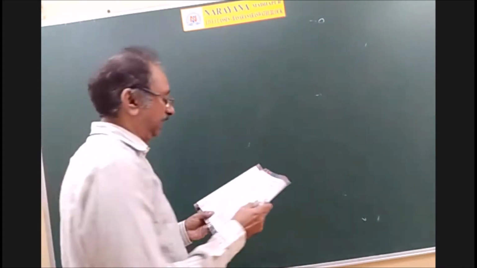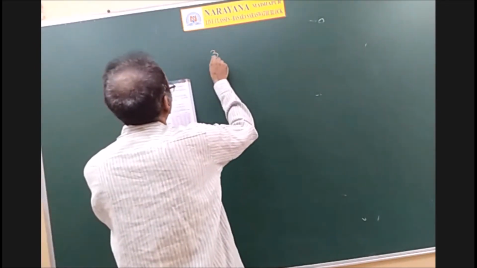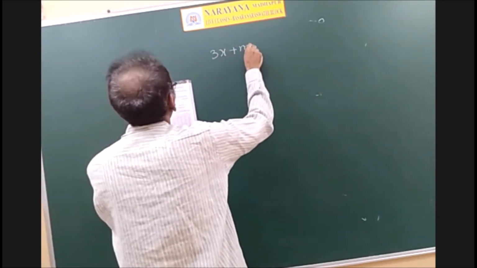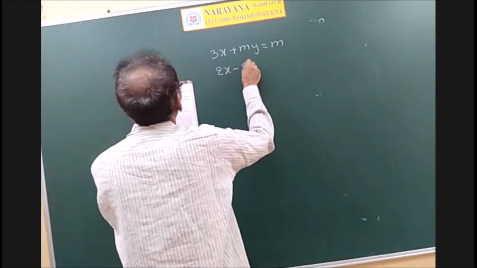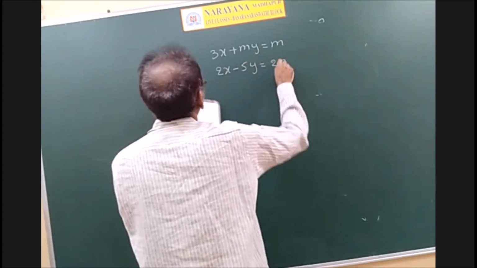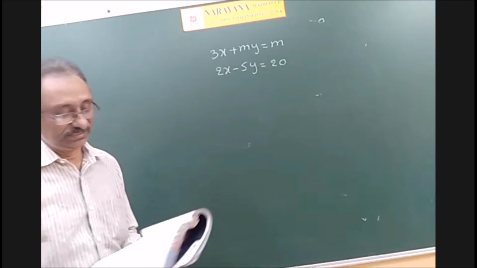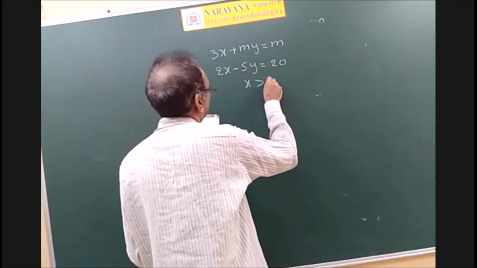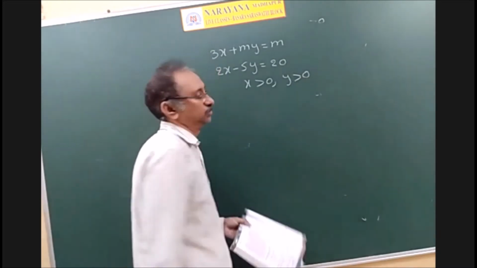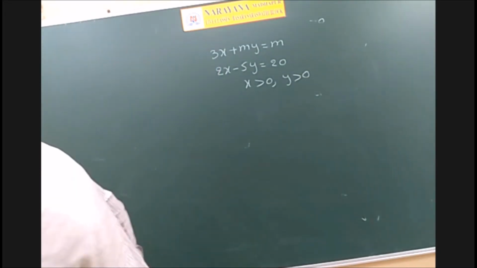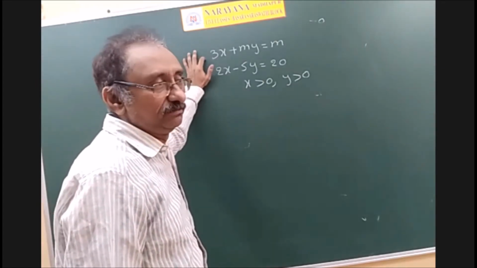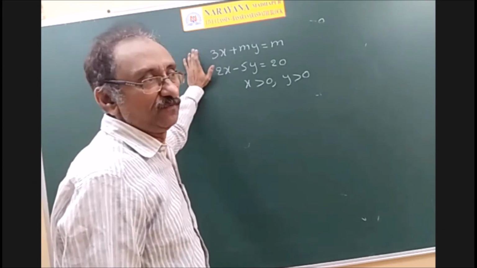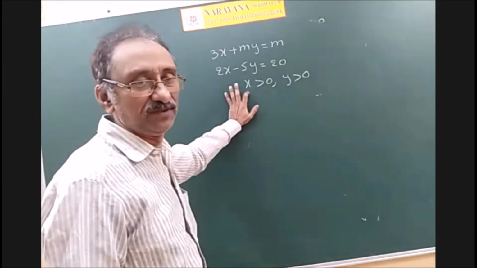See, page number 117, 59th question. What are the equations? 3x plus my is equal to m, 2x minus 5y is equal to 20, has a solution satisfying the conditions x greater than 0 and y greater than 0. So, if these two solutions x and y are positive, then what are the values of m? What is the range of m for which the solution values for x and y must be positive?